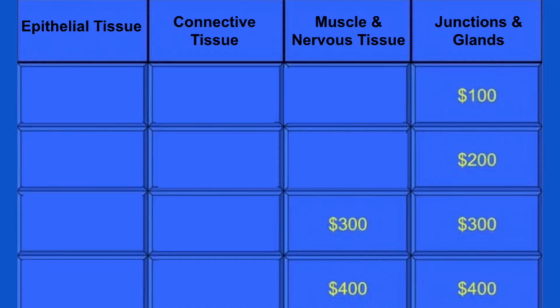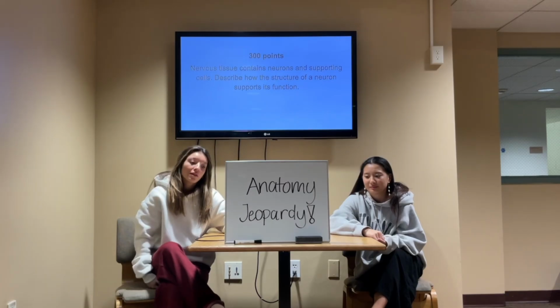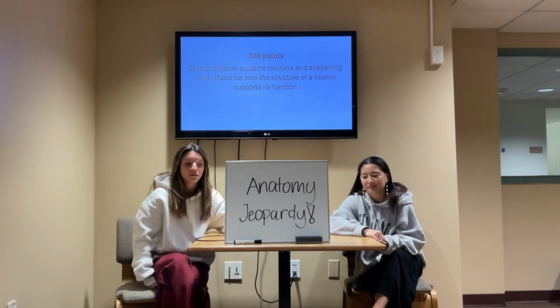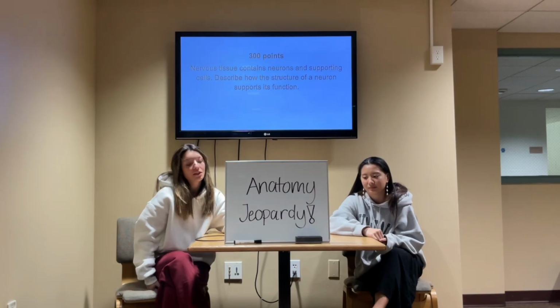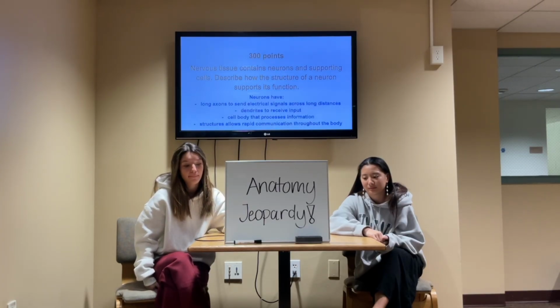For 300 points, nervous tissue contains neurons and supporting cells. Describe how the structure of a neuron supports its function. Neurons have long axons to send electrical signals across long distances, dendrites to receive input, and a cell body that processes information. This structure allows rapid communication throughout the body. Exactly. Neurons are built for speed and connectivity.